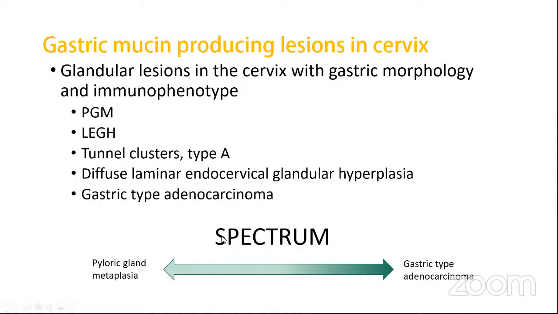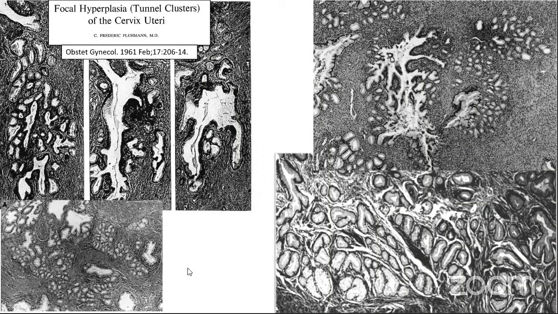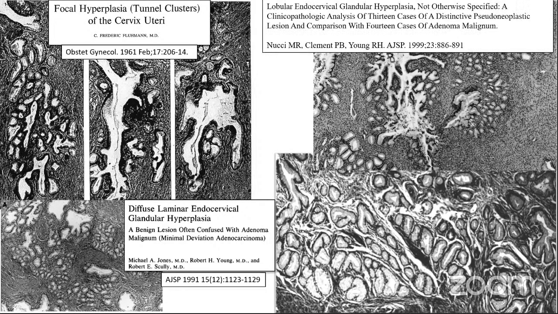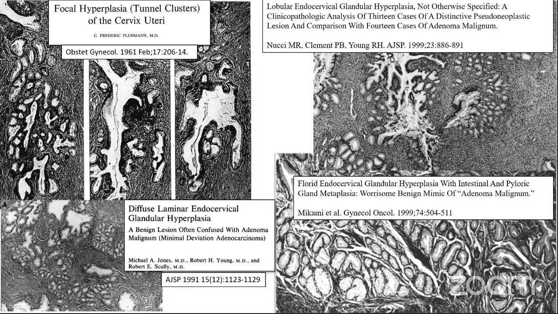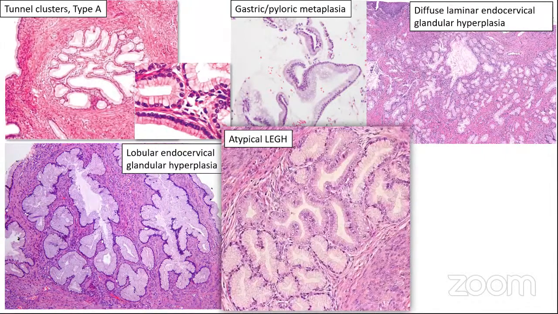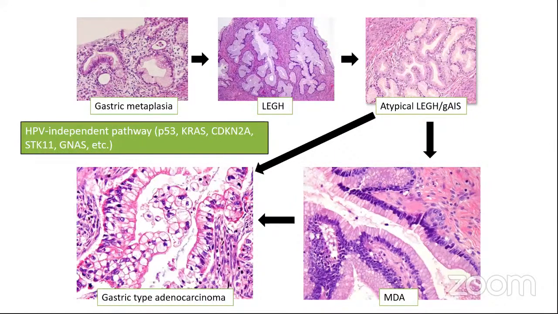So this is the spectrum of gastric producing lesions in the cervix, from pyloric gland metaplasia all the way to gastric type adenocarcinoma, and these other previously described entities within that spectrum. And again, here are all the pictures from the prior papers in the last few decades: tunnel clusters, diffuse laminar endocervical glandular hyperplasia, lobular endocervical glandular hyperplasia, pyloric metaplasia, now in color, all expressing gastric type mucin that become atypical and are likely precursor lesions forming gastric type adenocarcinoma.